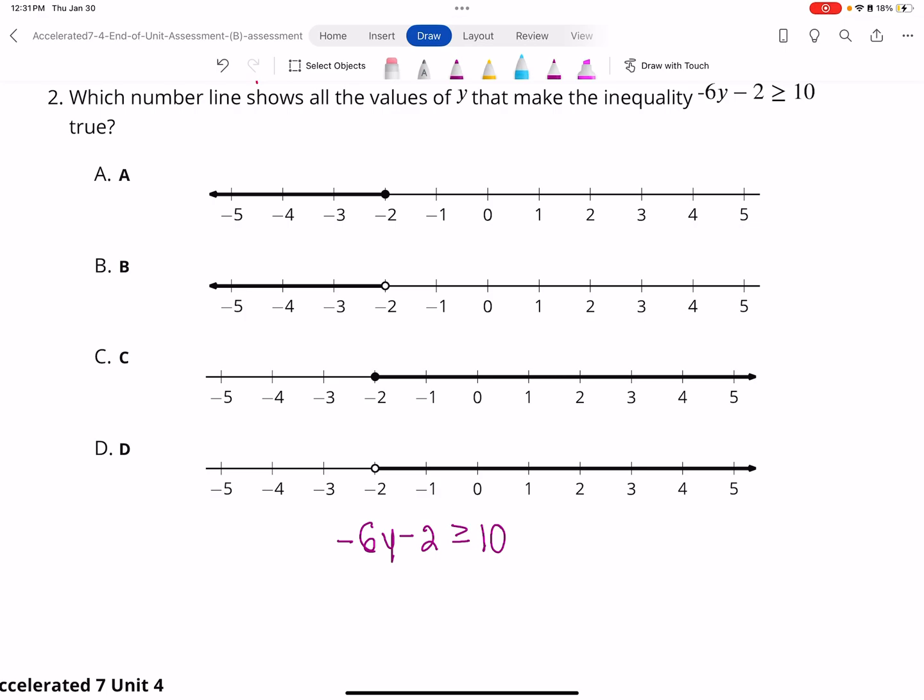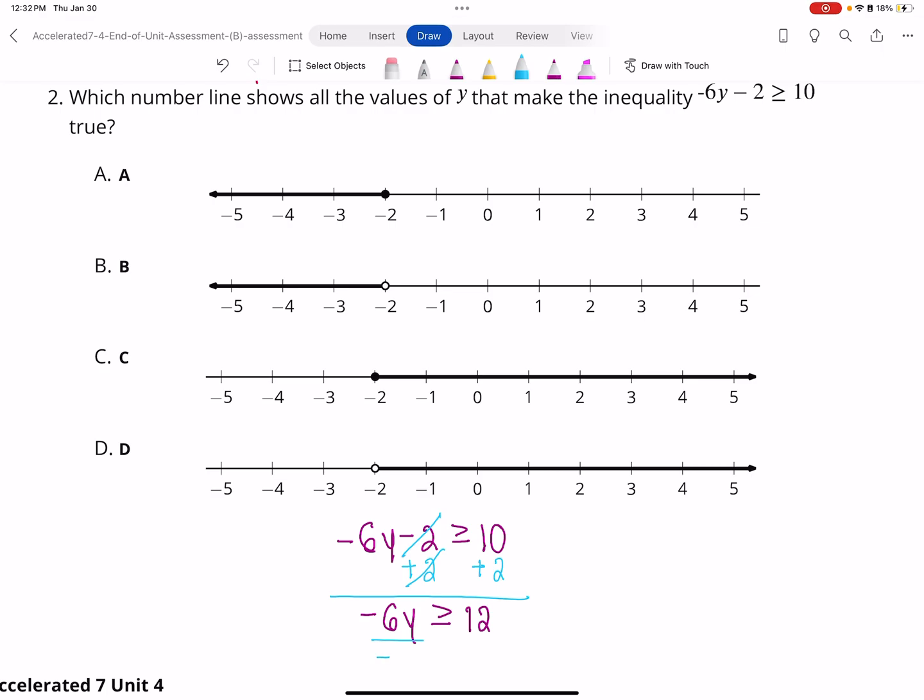So I would start by adding 2 to both sides, because addition is the inverse operation of subtraction. So I can get rid of this negative 2, or you can think of it as if we were adding a negative 2. So minus 2 is the same thing as adding a negative 2. So I need to get rid of that negative 2 by adding 2. We are left with negative 6y is greater than or equal to 12.